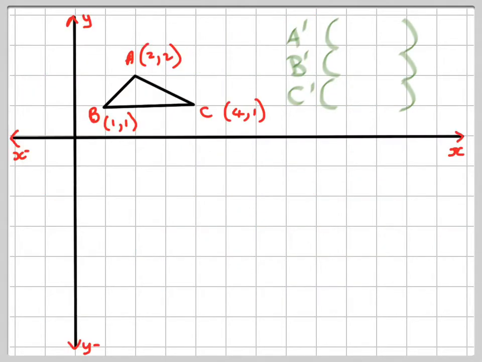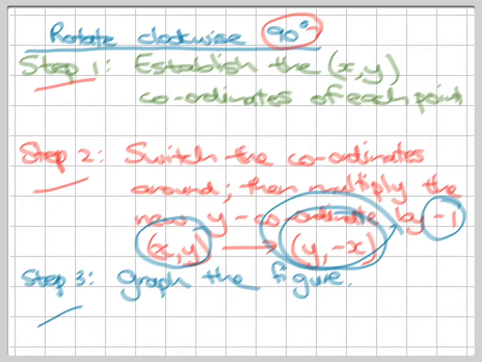Right, so this is our image here. And I've already put in the x and y coordinates for you. So we have 2, 2. And we have 1, 1. And we have 4, 1. So those are in the x, y arrangement. Now, remember our first step. After step 1, we've done that now.